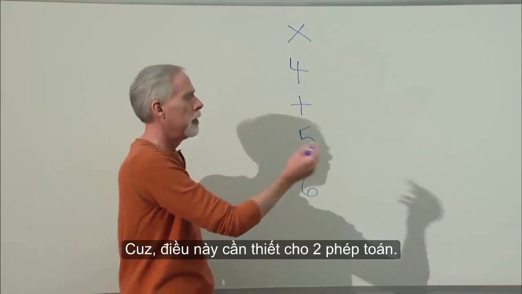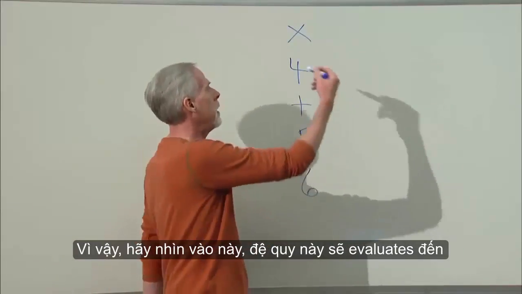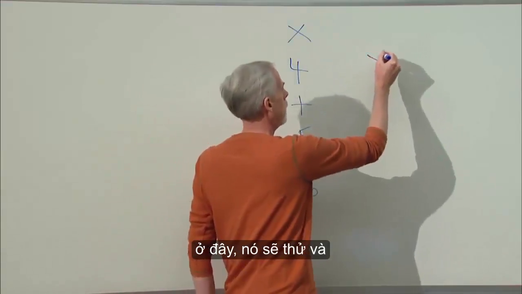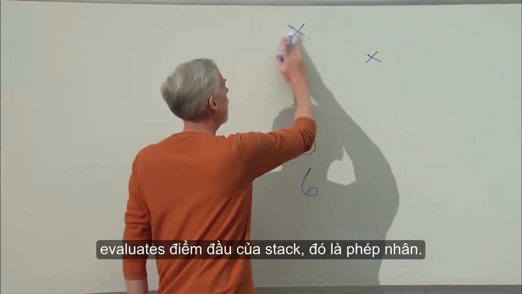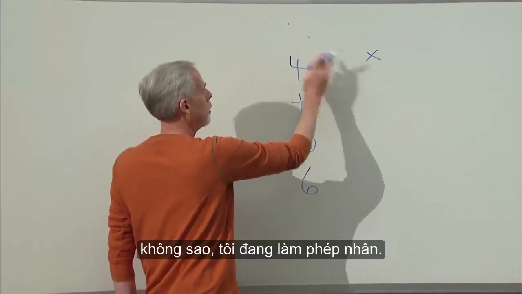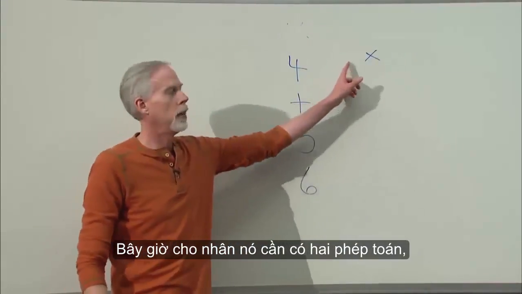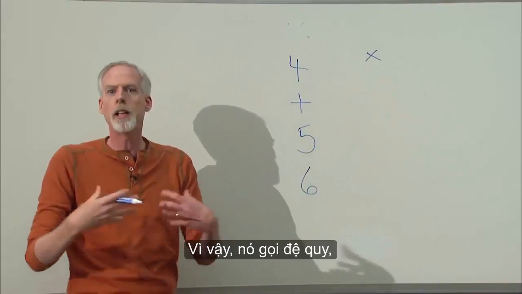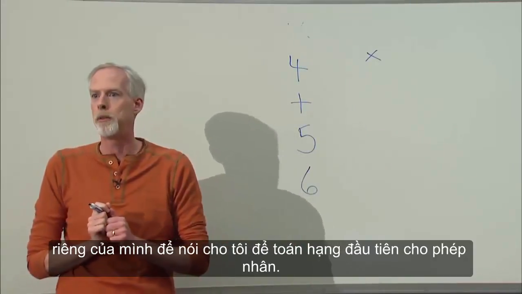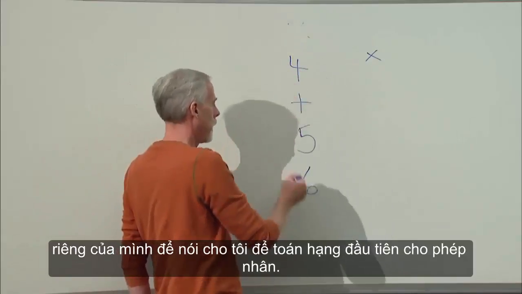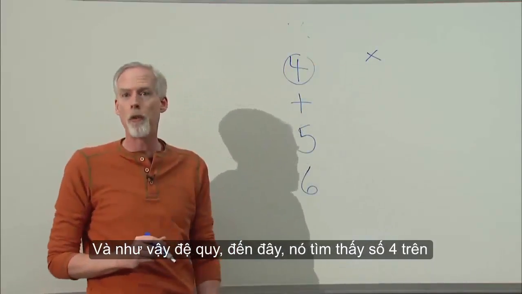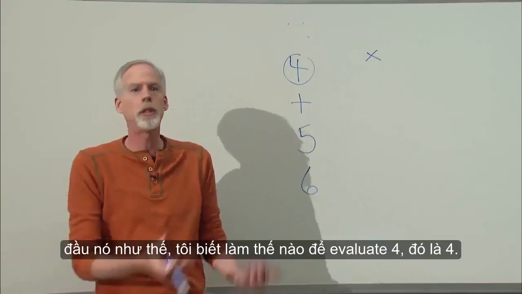So let's look at this. This recursive evaluate is going to come in here. It's going to try and evaluate the top of this stack, which is a times. Okay, so it's like, okay, I'm doing times. Now, for times, it needs two operands. So it recursively calls itself to say, give me the first operand for times. And so recursively comes in here. It finds a 4 on the top. It's like, I know how to evaluate 4. It's 4. So it just returns.